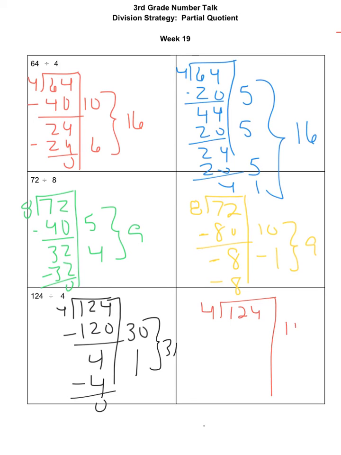Maybe we say, well, we know that 4 tens is 40. Then we might say, well, we know that 20 fours is 80. And then we have 4 left. So that's another way we could have gotten to 31. That's not the only way. There's a variety of different ways to do it. The biggest thing is you working with numbers that are friendly for you and recognizing how that works.